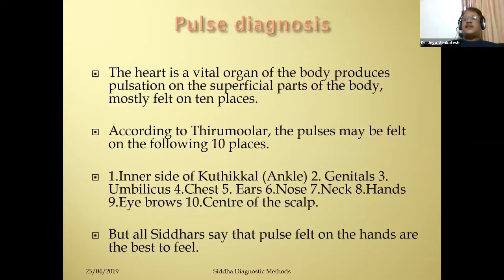The pulses are felt in the body in 10 places. For example, in ankle, genitalia, umbilicus, chest, earlobe, nose, neck, hands, eyebrows, and center of the scalp, that is the crown. But practically, Siddha doctors practice arm pulse, that is radial artery, because it is superficial in nature.